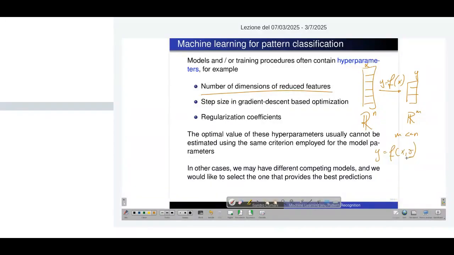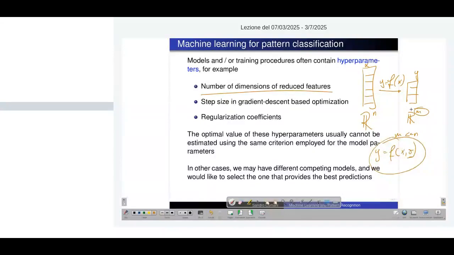So we will see that we will use functions that depend on parameters. One way will be to optimize this function to optimize some criterion. Now, what is a hyperparameter of the model? A hyperparameter of the model is the size of the output space.